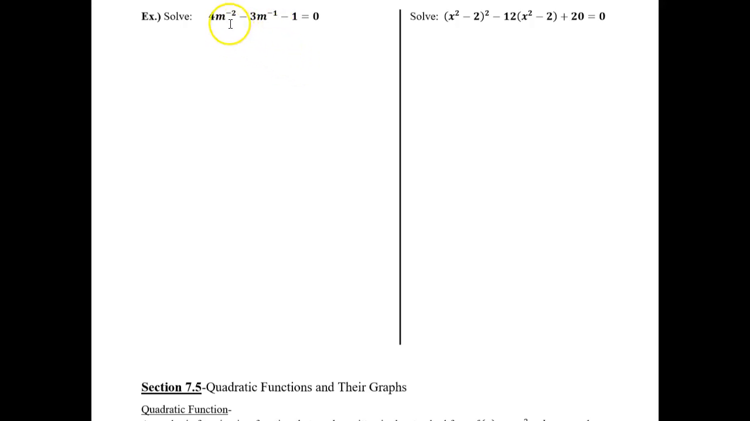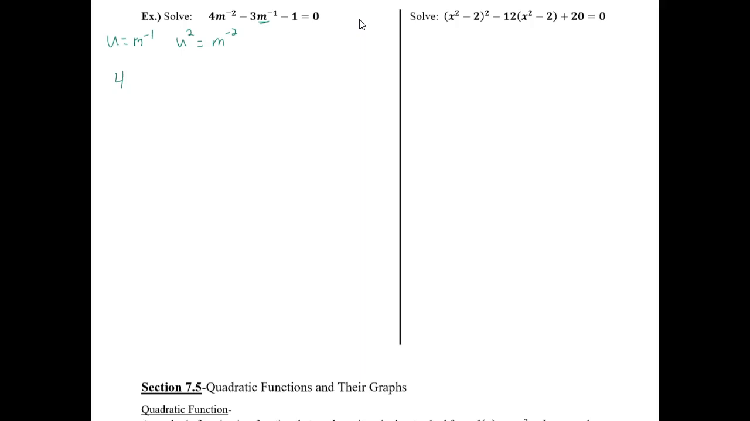I notice that negative 1 is half of negative 2. So again, this middle term has half the degree of the first term. So this is reducible to a quadratic equation. I'm going to let u equal the middle term, so m to the negative first. I leave that coefficient alone. I only take the variable. If I square both sides of that equation, I would get u squared equals m to the negative second power.